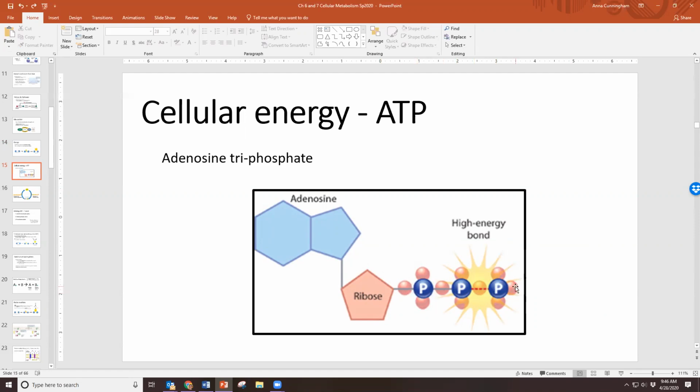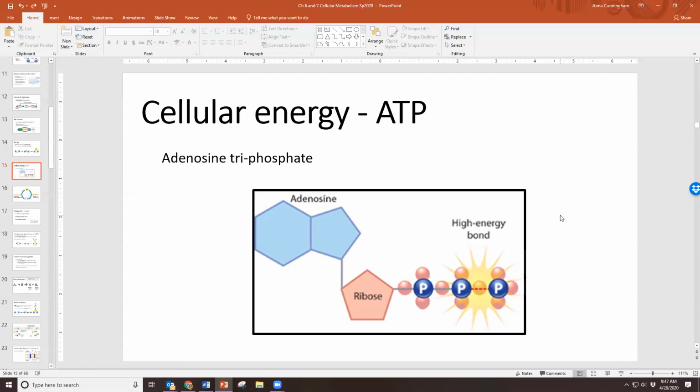What basically happens is that when we have these sugars and we have these phosphates, the interaction between all of these molecules kind of pulls the electrons toward the center of the molecule due to electronegativity. But what that means is that this bond between the second and third phosphate in this molecule, as you can see in the picture, has a lot of energy. And again, we're talking about energy in a bond.